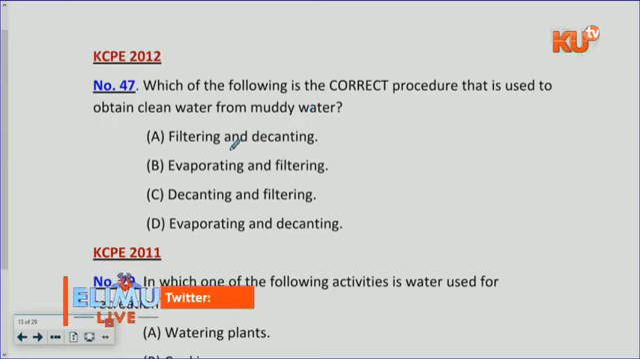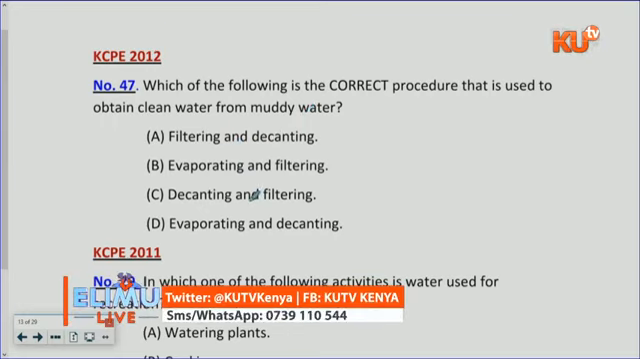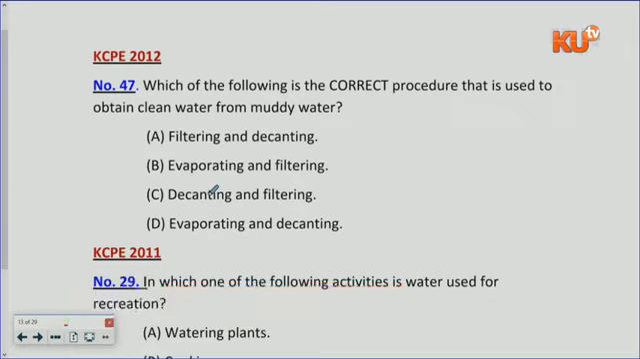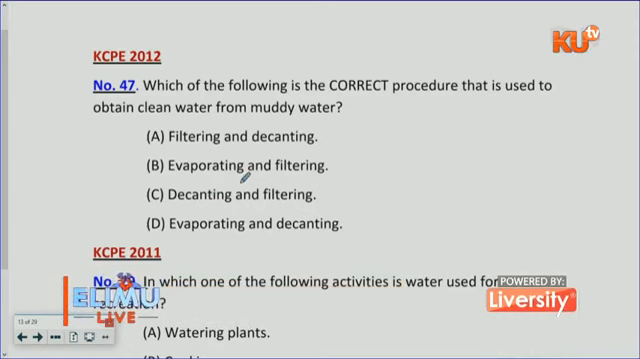And the best one, remember, evaporation, you cannot remain with that water. This one is a method of separating mixture. So the correct answer there is you decant so that the dirt can settle down, and then you filter to remove the layer that floats on water. So remember, humus floats on water. So the correct answer was choice C.